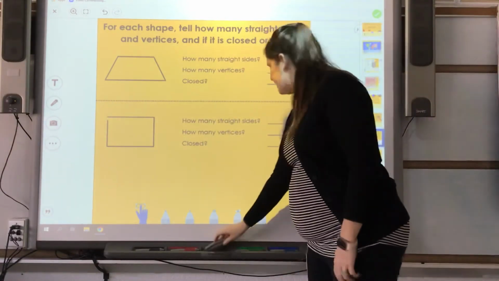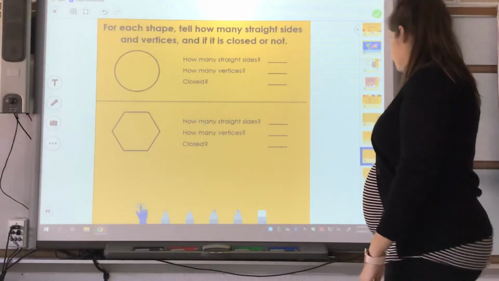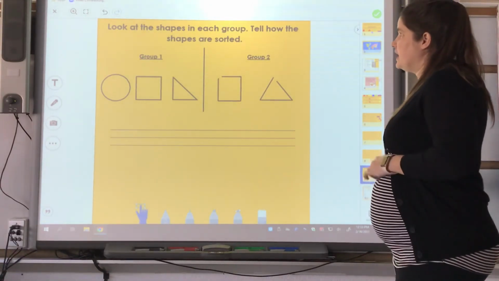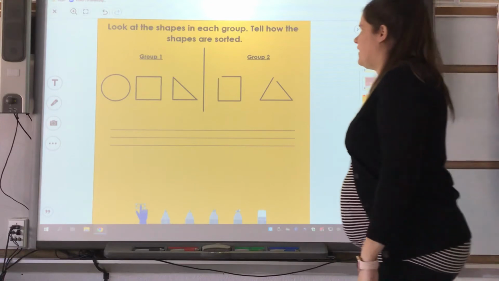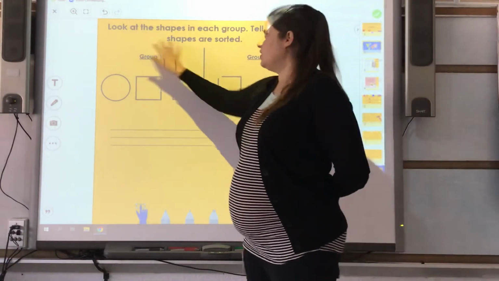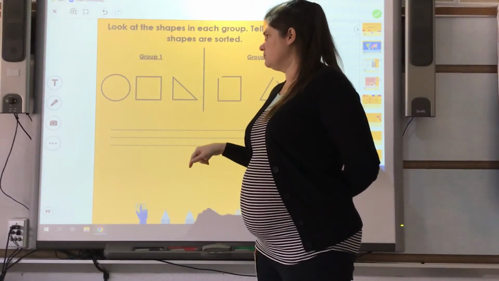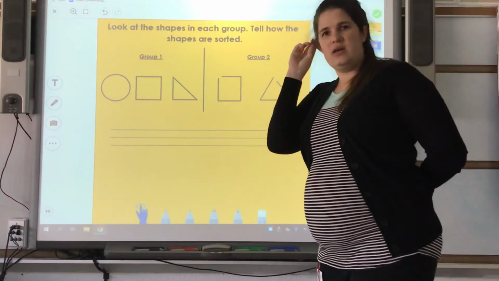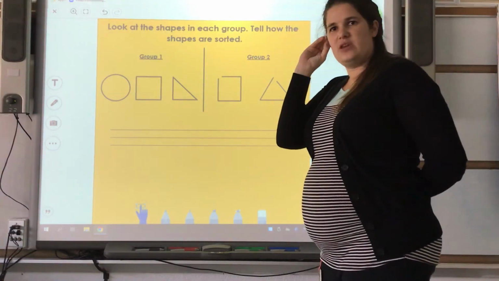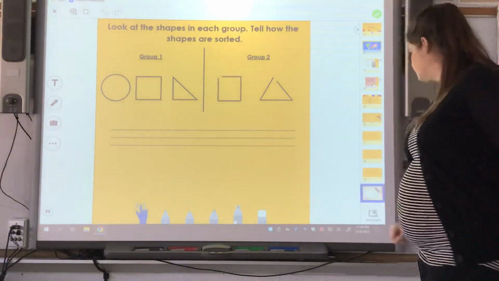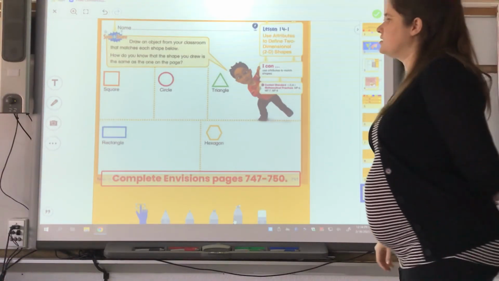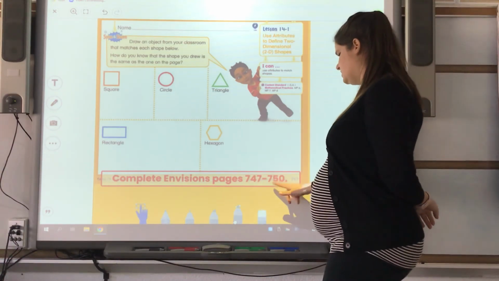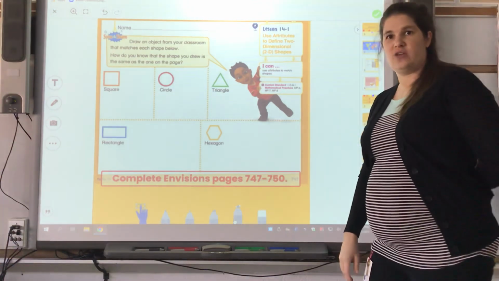There's another slide for you to complete independently. Then you're going to look at the shapes in each group and tell how the shapes are sorted. Look at the shapes in group 1. Look at the shapes in group 2. Make sure you look closely. What are the differences between those 2 groups? Last but not least, you are going to complete Envisions pages 747 to 750. Have a great day.